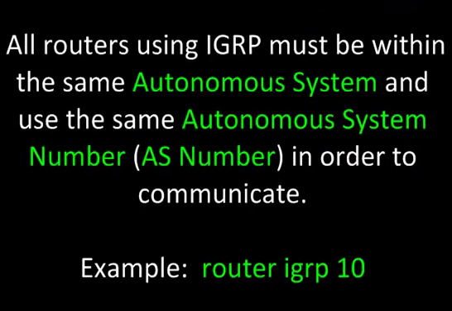All routers using IGRP must be within the same autonomous system and use the same autonomous system number, AS number, in order to communicate. Example: router IGRP 10 means that I'm placing this router in the autonomous system of 10.